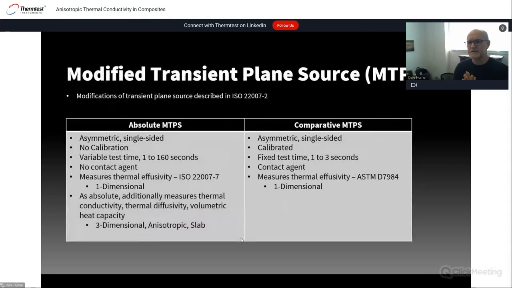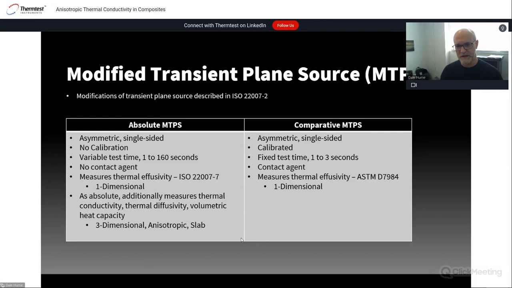So what is modification? We're going to talk a little bit about modification of the transient plane source. What is defined by modification? Modification is any change or any difference that is proposed to improve or alter a method. And the method we're describing is the transient plane source that was originally described in the ISO 22007-2. So the two versions of the modification of that are absolute. What was done to create an absolute version of the modification of that original method? And then the comparative MTPS or modification of that. What was done to create that?